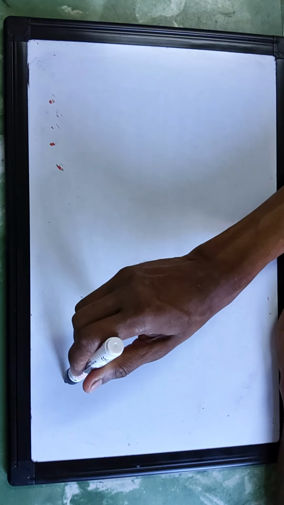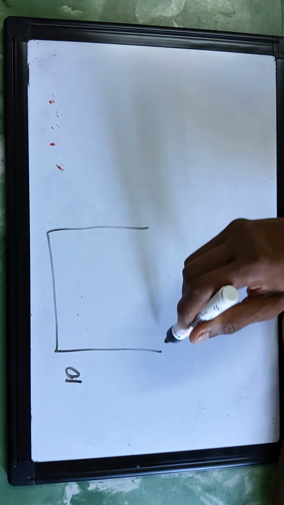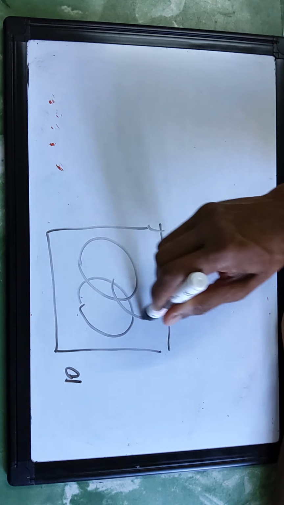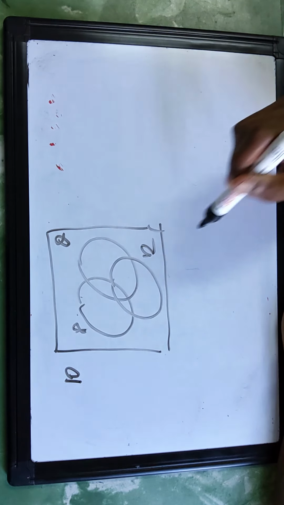Number 10 is about sets. So you've got this one. You've got P, Q, and R.